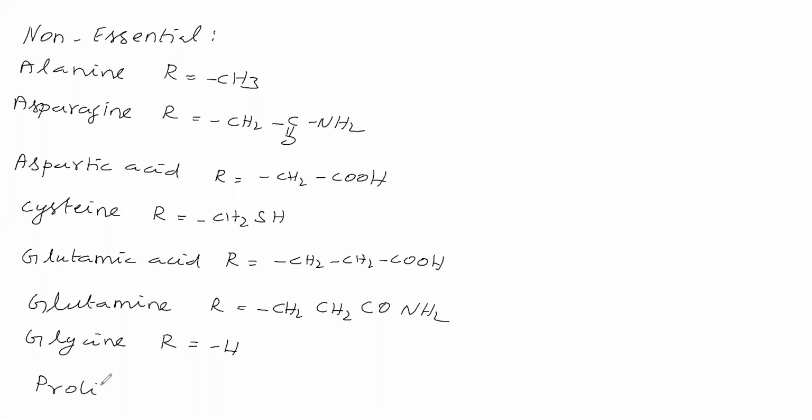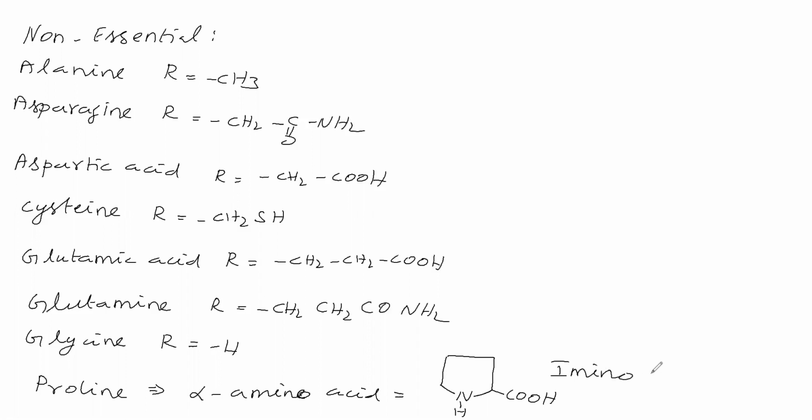Next, proline. For proline, we will give the complete alpha amino acid formula, not just the R group. Here the complete formula is NH, COOH. Now see, it is an alpha amino acid, no doubt, but the amino group is not primary. The amino group is secondary.